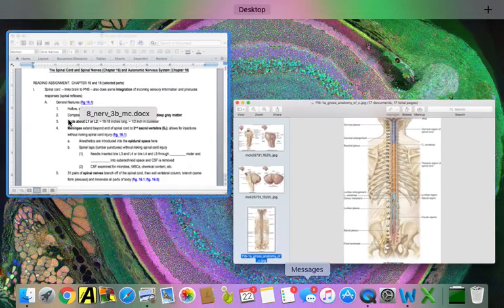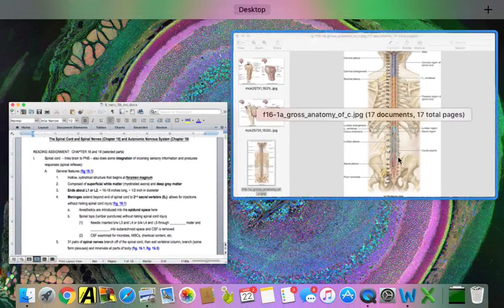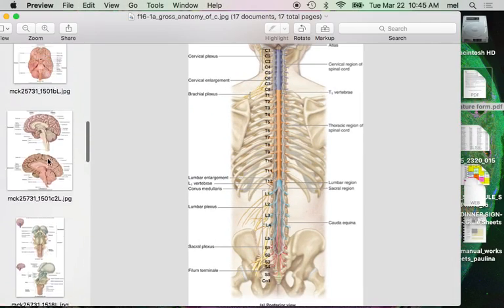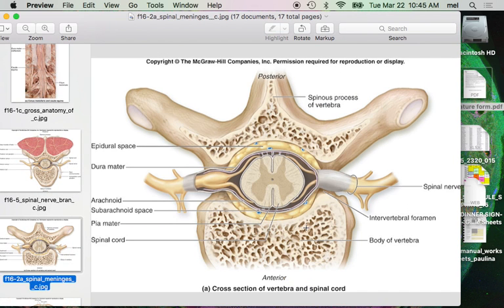So it's half an inch wide, it's about 16 to 18 inches long, and ends about L1 or L2. And when you look at the spinal cord, just to show you this, we'll look at it in a lot of detail today. If you did a cross-section of the spinal cord, it's generally white matter on the outside and gray matter on the inside. So it's kind of opposite of the brain. The brain has superficial gray matter, and the spinal cord has superficial white matter.